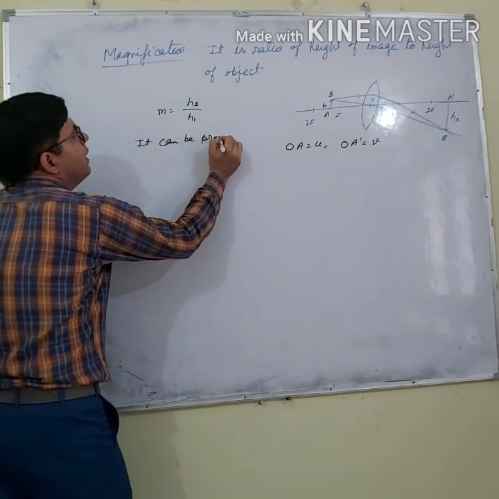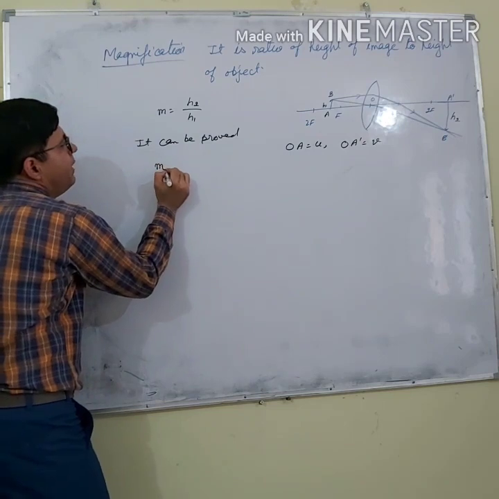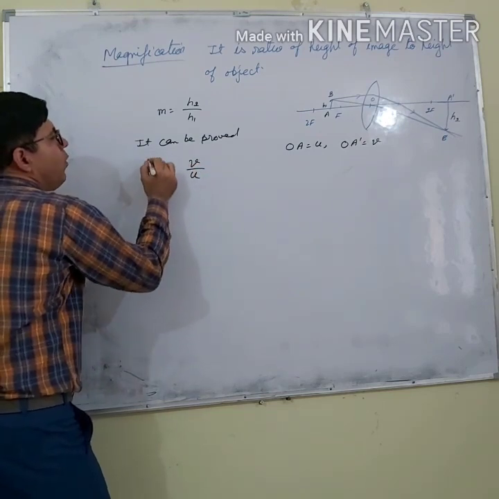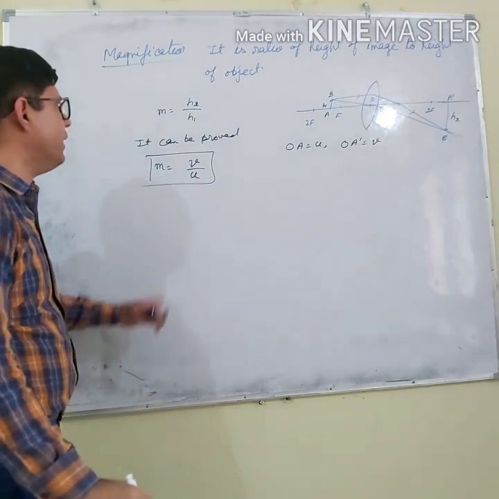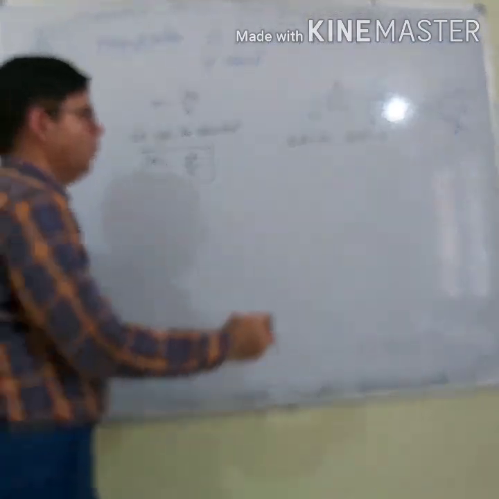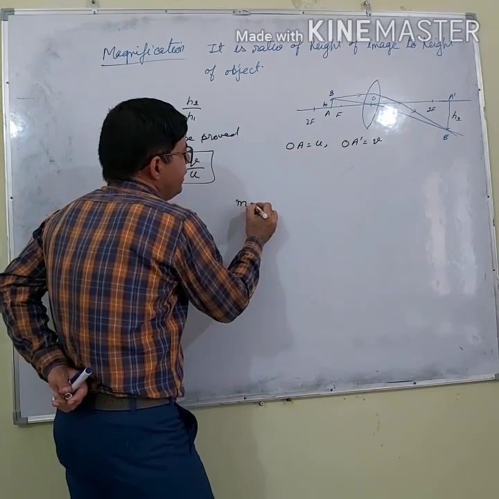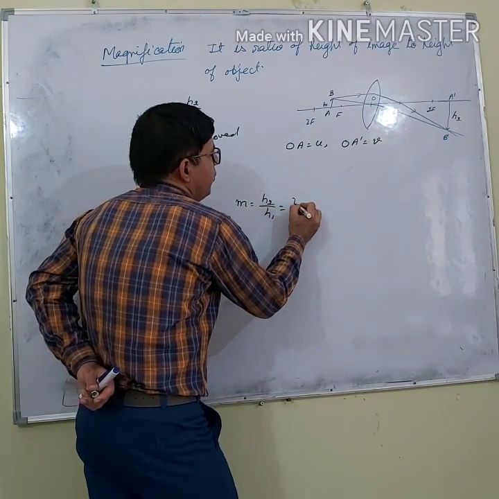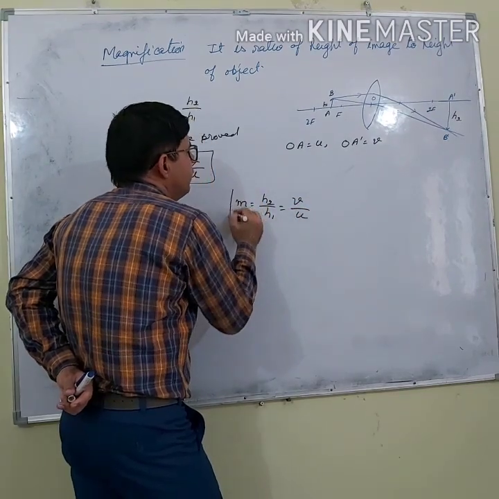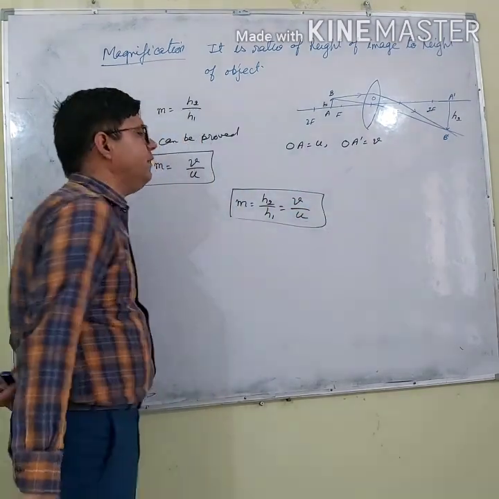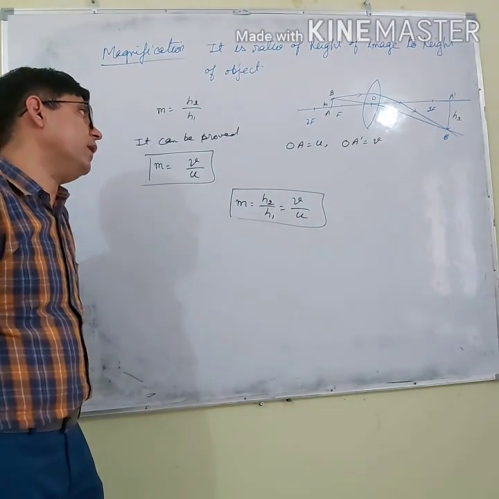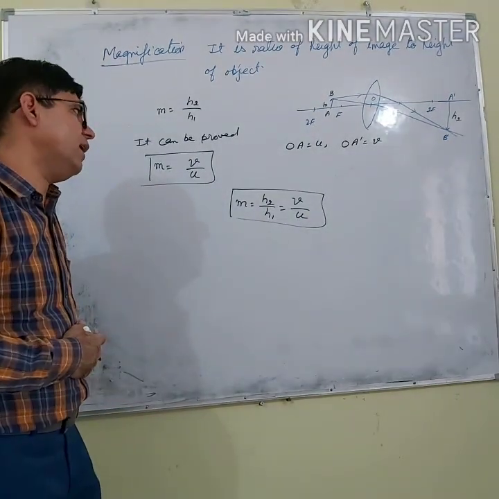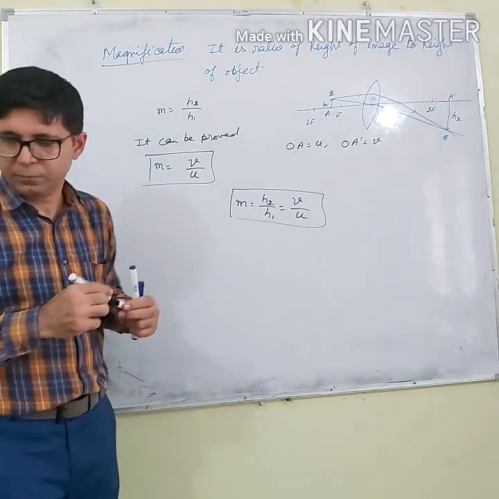And it can be proved, the proof is not in your syllabus, that M equals v over u. So I can write magnification equals H2 divided by H1, equals v divided by u. What is v? v is the image distance and u is the object distance. H2 is the height of image and H1 is the height of the object.